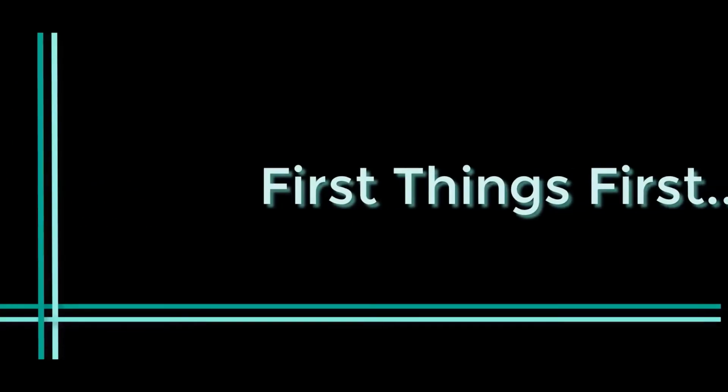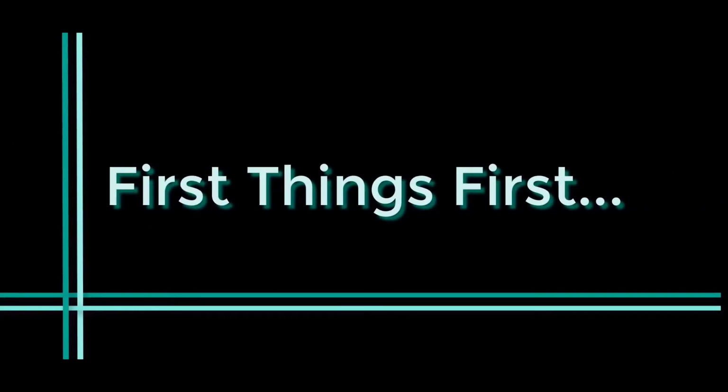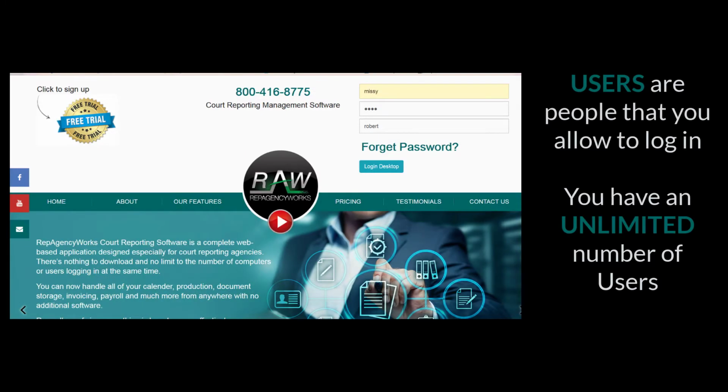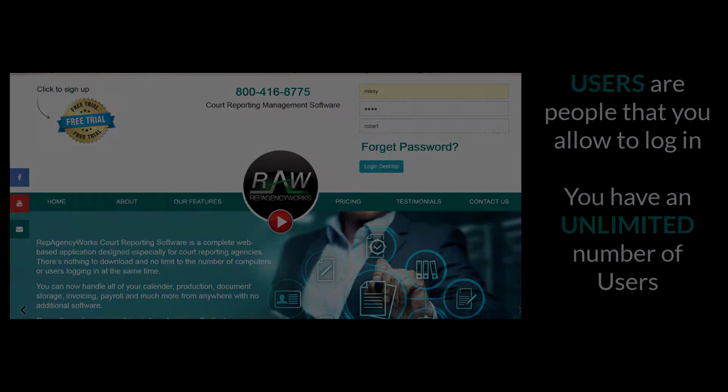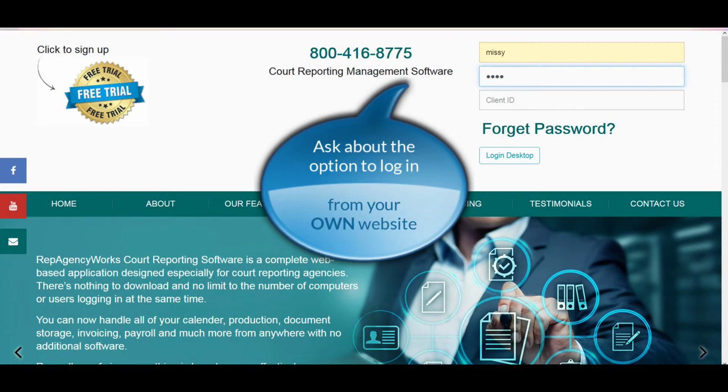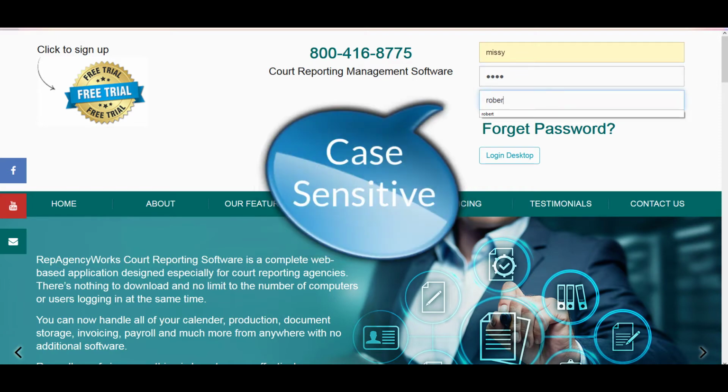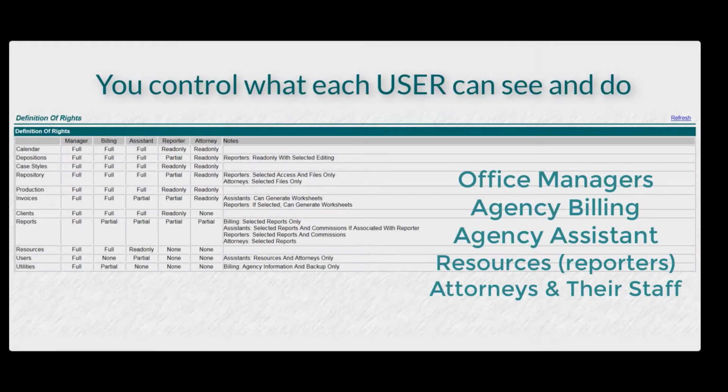We'll start with logging into your account and the control you have over what each user can see and do. Users are anyone that you allow to log into the account, like your office staff, your reporters, or the attorneys and their staff. You can assign as many as you like. Each person is assigned their own unique name and password. Then you control what each one can see and do by assigning what we call rights.